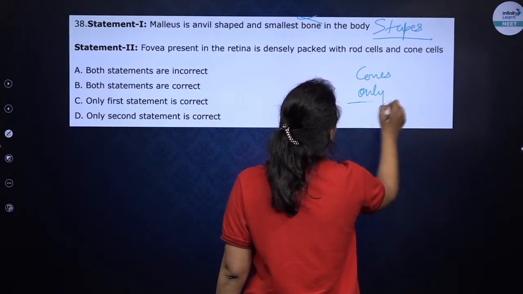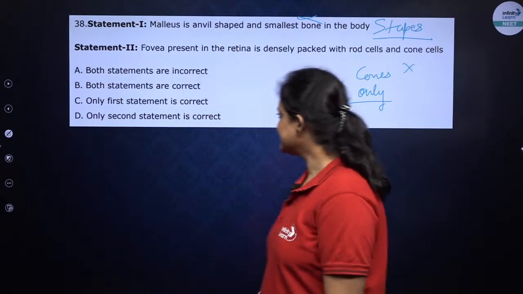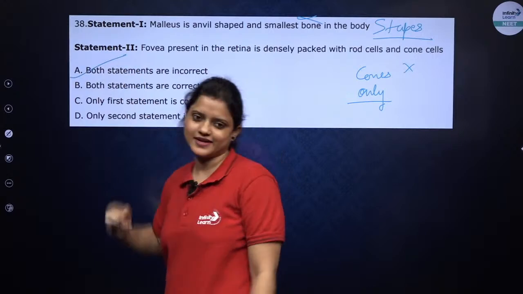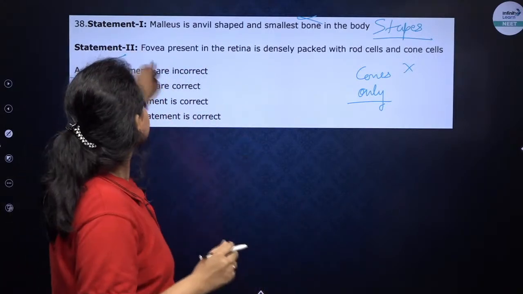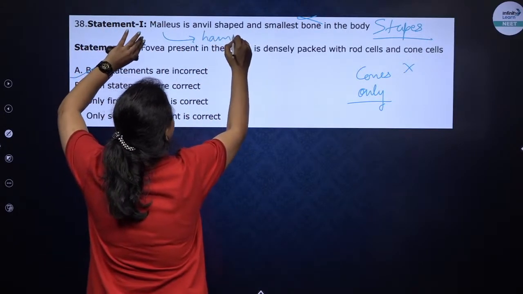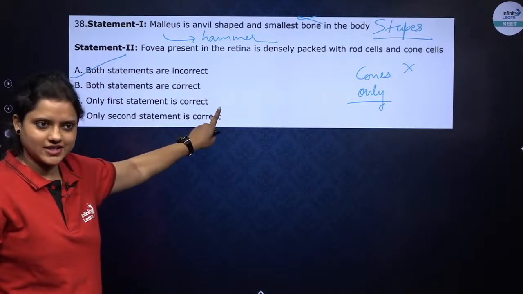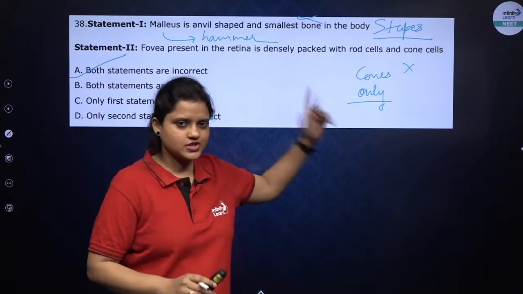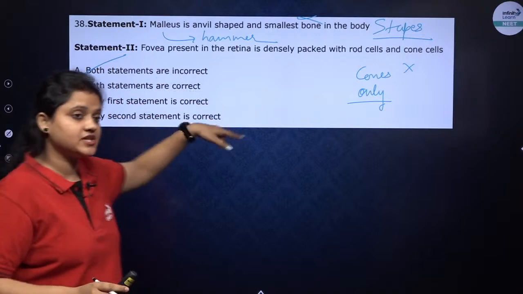So this is also wrong. So what will be the correct option? Both are incorrect. Option A. Do you have any doubt? Malleus is hammer shaped, right? Among the ear ossicles, the smallest is stapes, which is stirrup shaped. So this is wrong. The second statement was that fovea is present in the retina.